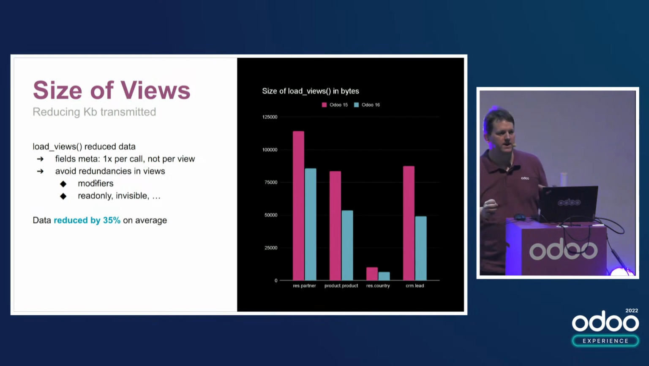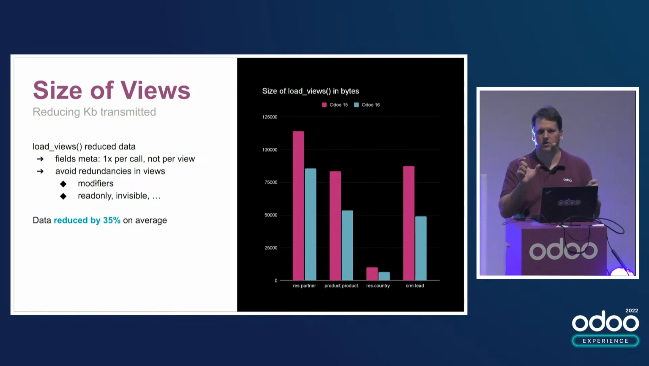For those, we have ATTRS, which was also described as invisible or readonly equal true. And we remove these redundancies. So the data has been reduced by 35%.